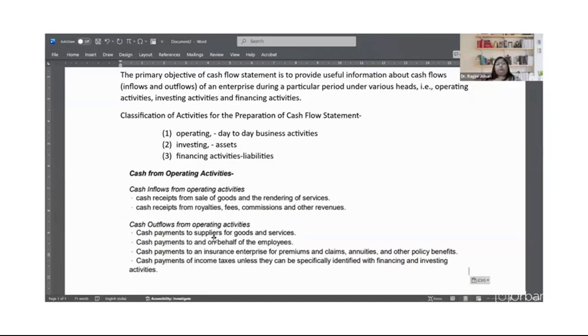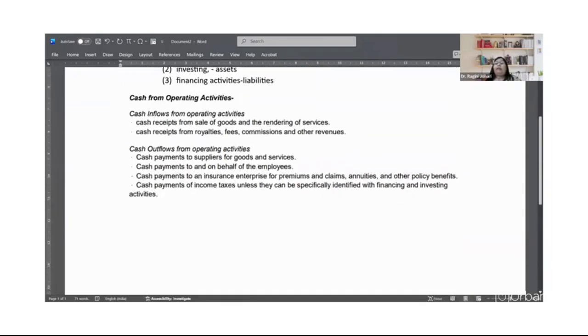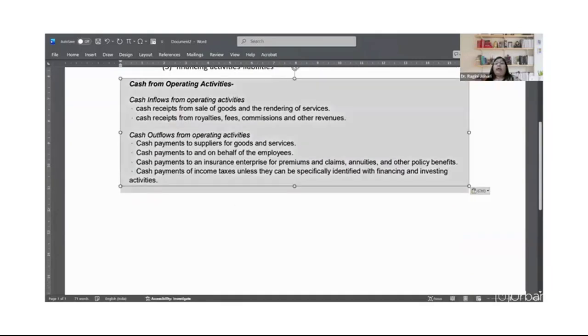Then the outflow from operating activities would comprise the cash payments to suppliers of goods and services, as well as to or on behalf of the employees. Also, cash payments to the insurance companies for premiums and claims, annuities, and other policy benefits, and cash payments for income taxes, unless these taxes are specifically identified with financing or investing activities.